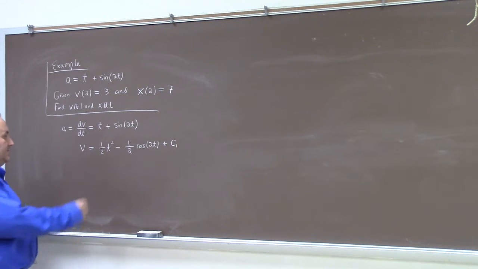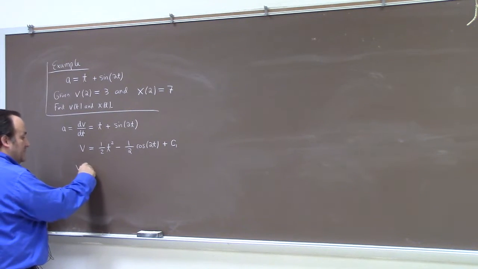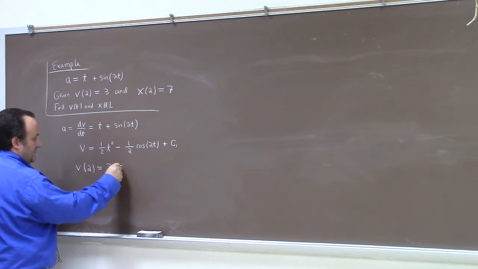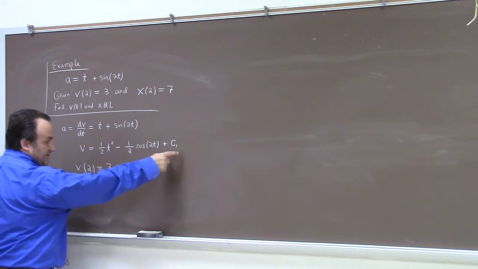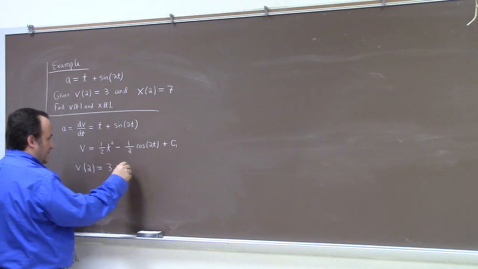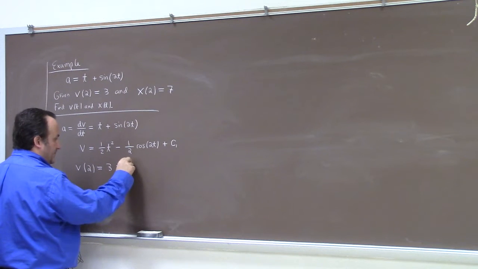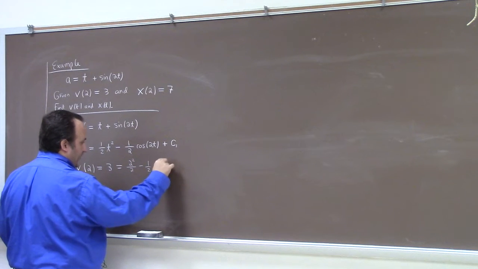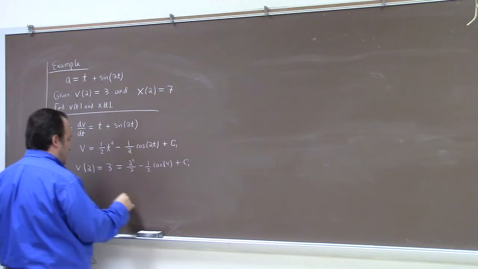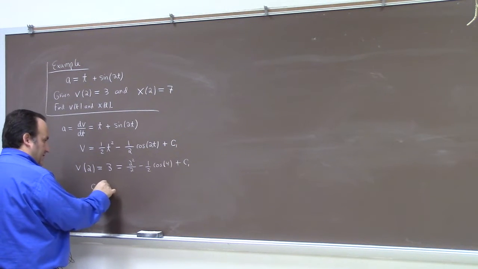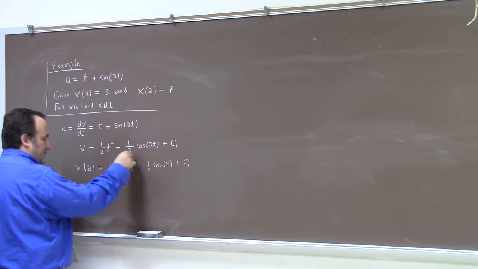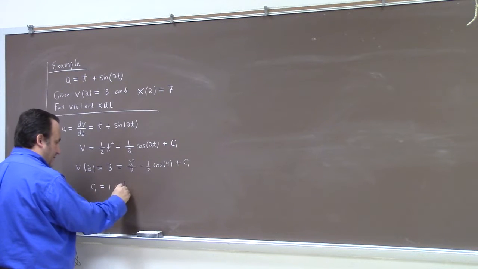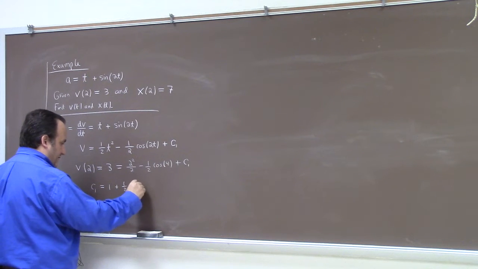Now, we know that the velocity at time 2 is 3. But it's also equal to plugging 2 into this expression, which is 2 squared over 2, minus 1/2 the cosine of 4, plus c1. So c1 is kind of ugly, but c1 is equal to 3 minus 2, since 2 squared over 2 is just 2. So 3 minus 2 is 1, plus 1/2 cosine of 4.